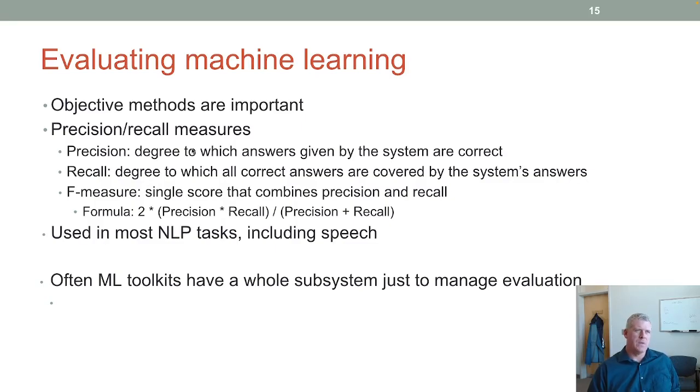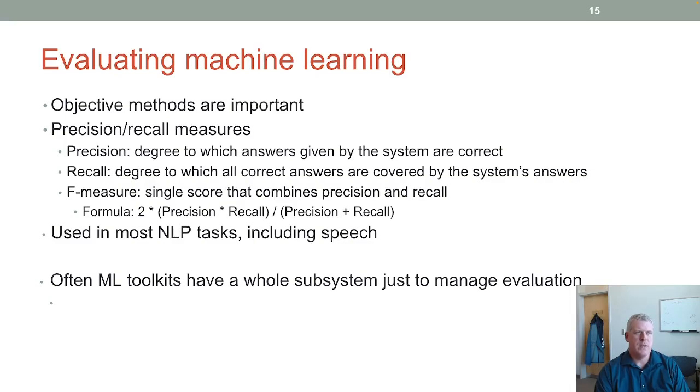Now, precision is the first one here. It's one form of accuracy, and it's the degree to which the answers given by the system are correct. So of all the answers that the system gave, how many of those are correct? And then recall, the second one here, another form of accuracy, is the degree to which all correct answers were covered or retrieved by the system. So of all the answers it should have gotten out of the data, how many of those did your system get?